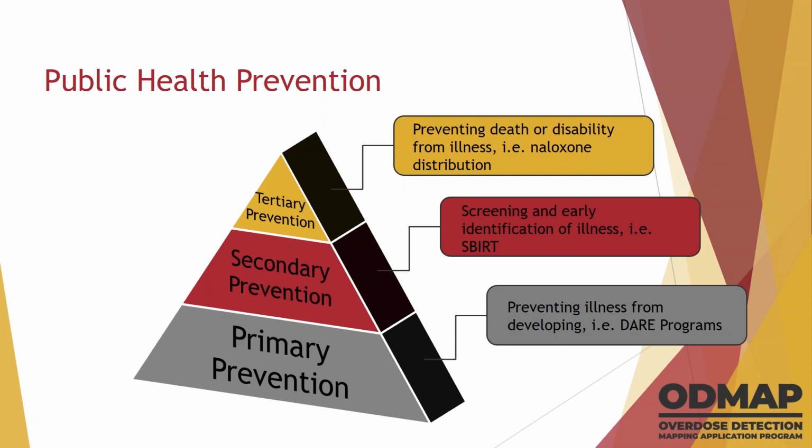Once we've gotten past primary prevention, we look at secondary prevention. And this is screening and early identification of illness. For instance, SBIRT, screening, brief intervention, and refer to treatment. So this is a model to try to identify folks in a medical setting that may have developed a substance use disorder and to get them some help. And finally, we have tertiary prevention, and this is stopping death or disability from illness. In the case of substance use disorders, this is naloxone. This is where harm reduction comes into play, syringe services. This is just basically stopping the bleeding.